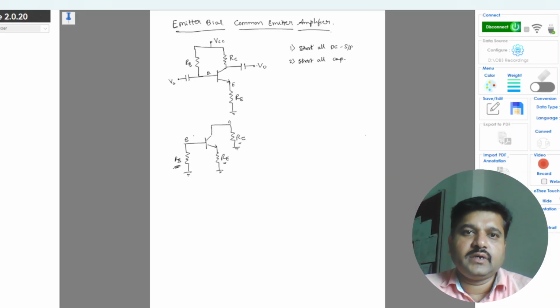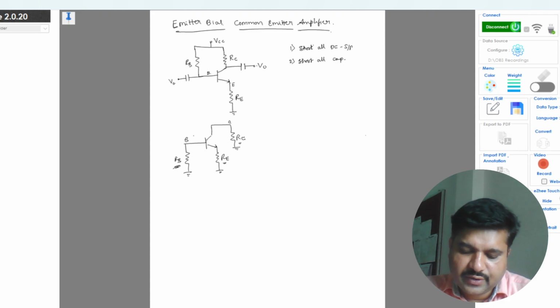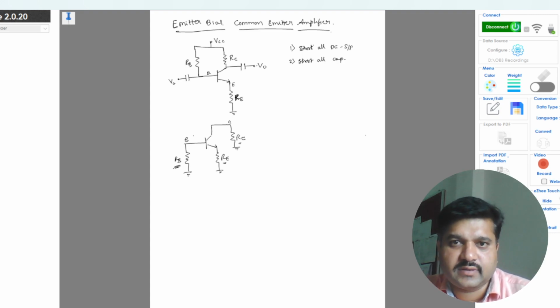Hello everyone. In today's lecture, we discuss the emitter bias common emitter amplifier circuit. Again, the same common emitter circuit with the emitter bias. We will consider this circuit where you have the resistance RE along with RB and RC, as we discussed in the previous fixed bias circuit.